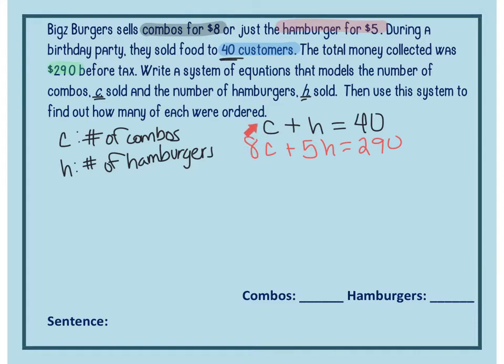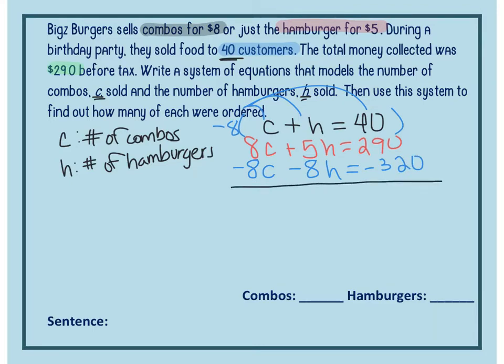So this 1 has to turn into a -8. How would a 1 turn into a -8? Well, I multiply this whole equation times -8. So that -8 is going to multiply here, here, and here. So now I have -8C minus 8H is going to equal -320. And now we're going to add these two equations together.